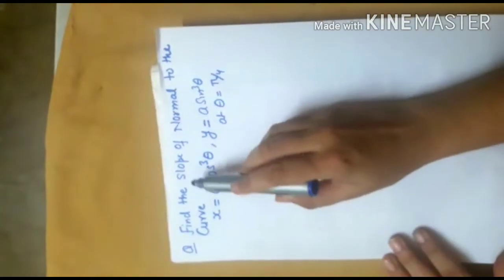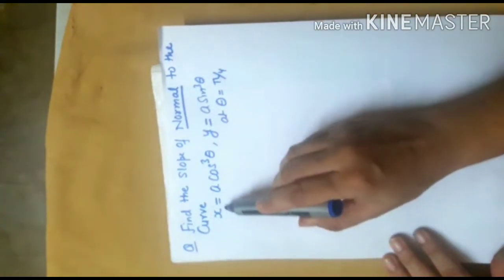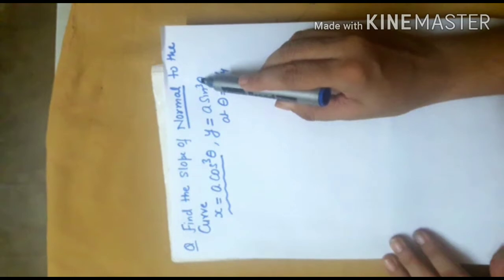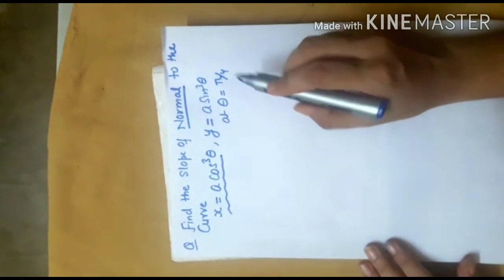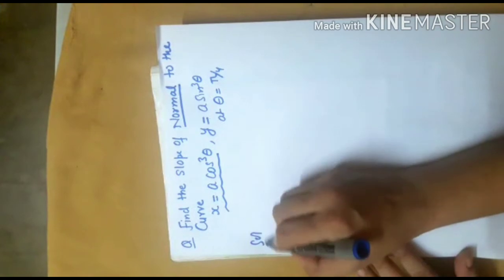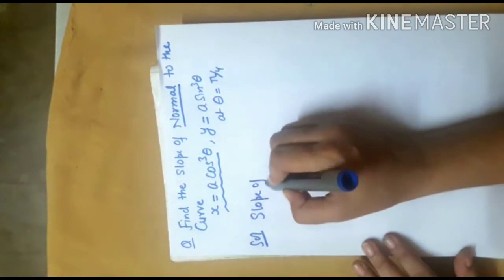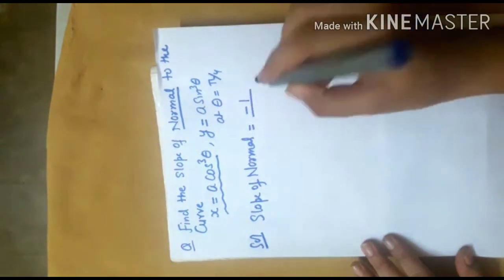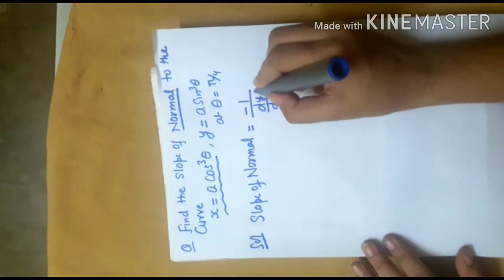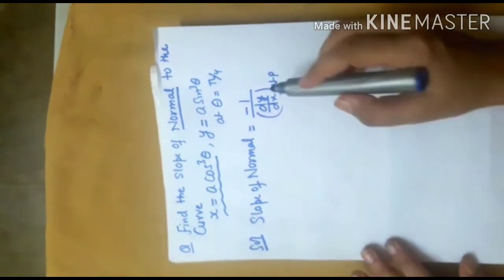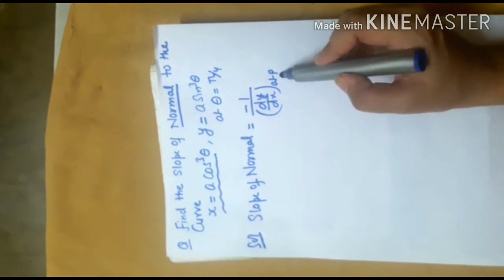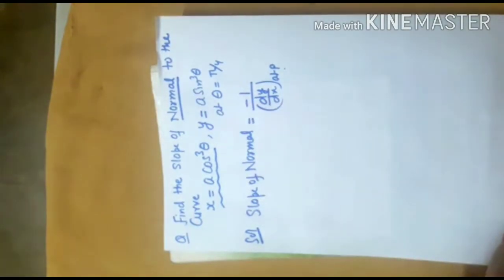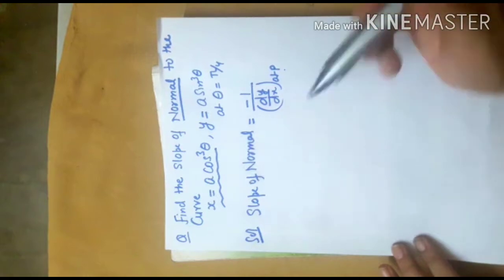Let's take another question. Find the slope of normal to the curve x equal to a cos cube theta, y equal to a sin cube theta when theta is equal to pi by 4. Yes, we know that slope of normal is equal to minus 1 over slope of tangent, which is the derivative at the point P, right? Now here the function is given in its parametric form with parameter theta.